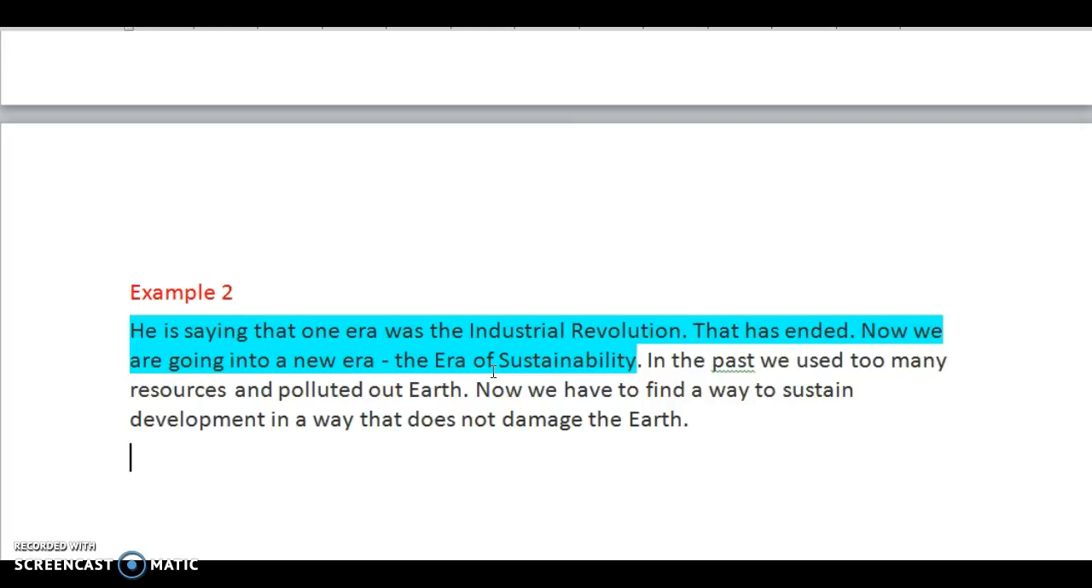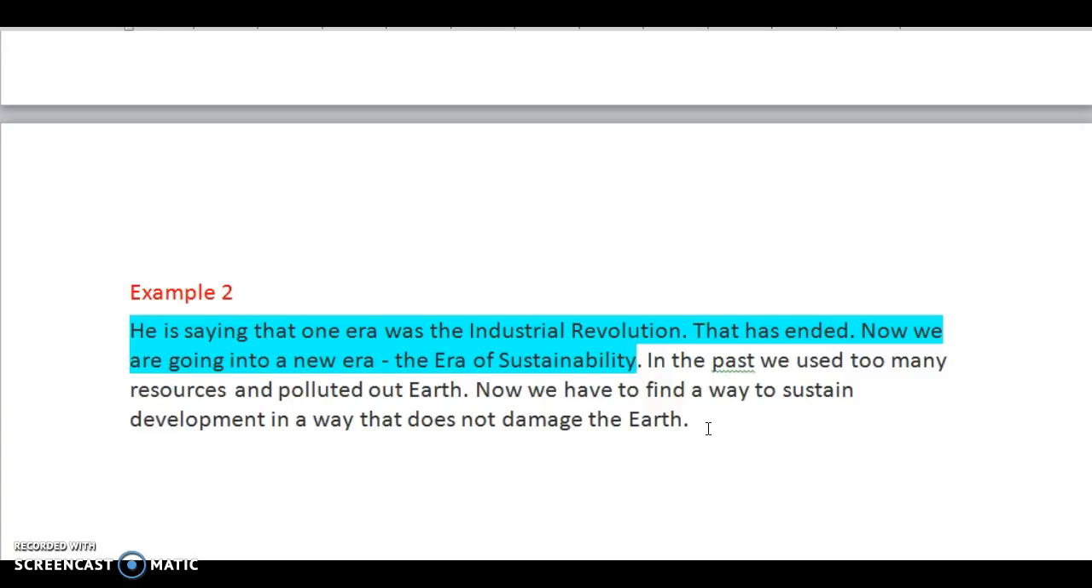So now what do I need? I need something that's going to explain and support. In the past, we used too many resources and polluted our earth. Now we have to find a way to sustain development in a way that does not damage the earth. Well, okay, you've got 2 good ideas here, but I'm missing how they link together. I'm missing an example, strength in this, and there's no concluding sentence.